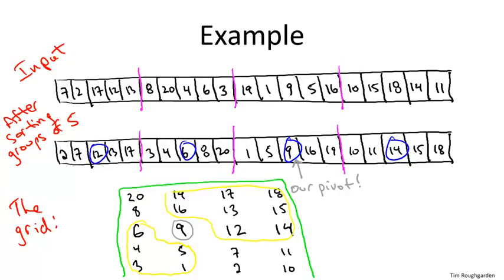So maybe this was a Pyrrhic victory. Maybe we had to work so hard to compute the pivot that it outweighs the benefit we get from this guaranteed 30-70 split. So we still have to prove that's not the case, that even doing both of these things, we still have our linear time bound. We'll finish the analysis in the next video.